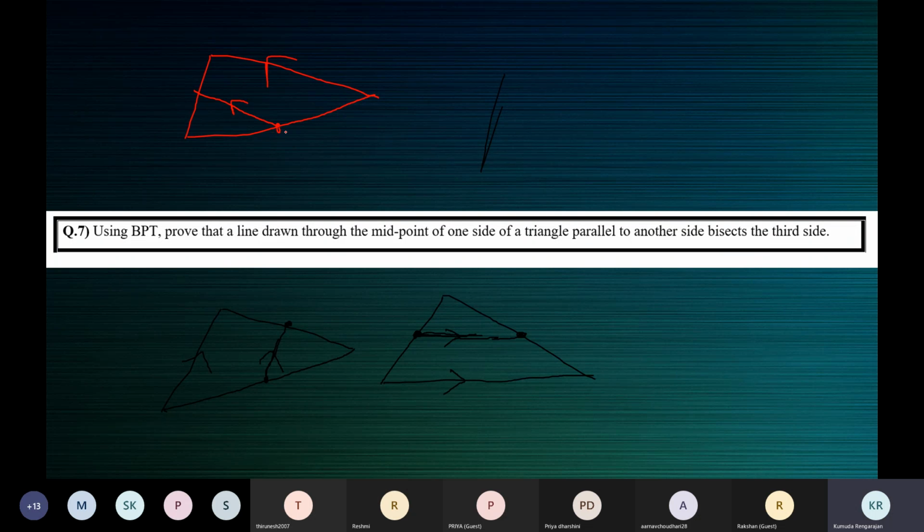So, a triangle, and the midpoint of one side of the triangle. If a line is drawn through the midpoint of one side of a triangle, this is that one side of the triangle, this is the midpoint, such that it's parallel to the second side, then when it meets the third side, it meets it at its midpoint. This is the midpoint of the third side. This is one side, this is the second side, this is the third side.